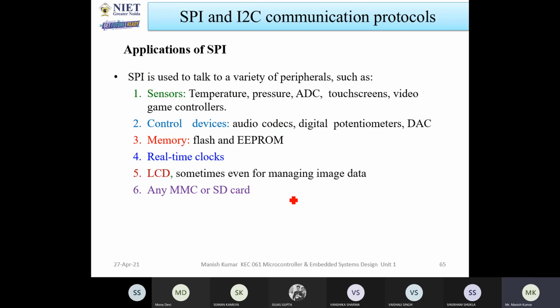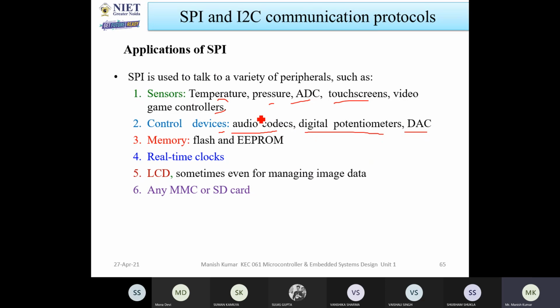See the applications where SPI can be used. So in these places SPI is used. First, there are so many sensors that have interfaces available with the SPI protocol: temperature sensors, pressure sensors, ADC, touch screens, video controllers. If you want to connect these devices, you can use SPI. Control devices like audio codecs, digital potentiometers, DAC.